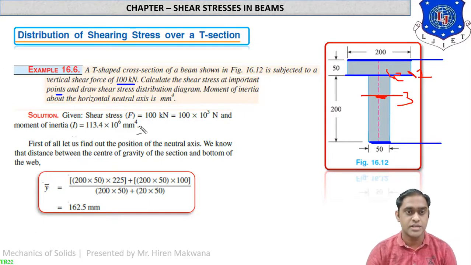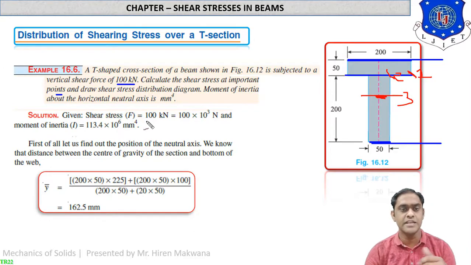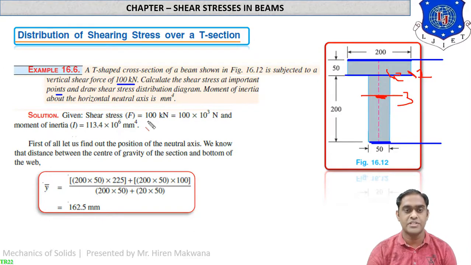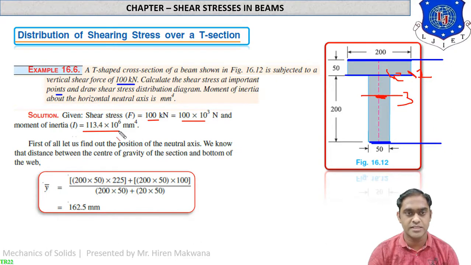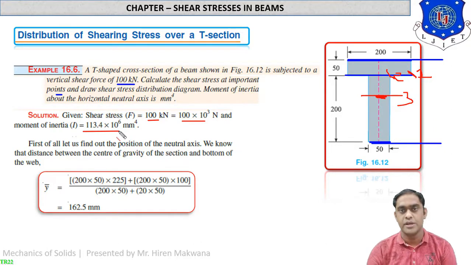Let us see how. What is given in the data? It is given that shear force F is equal to 100 kN, so 100 into 10 raised to 3 in newtons. Moment of inertia is 113.4 into 10 raised to 6 mm raised to 4. Actually, moment of inertia we have to calculate as per the previous method. So you just know the previous method to find the moment of inertia about horizontal central axis for this T section. Before that you have to find center of gravity also.